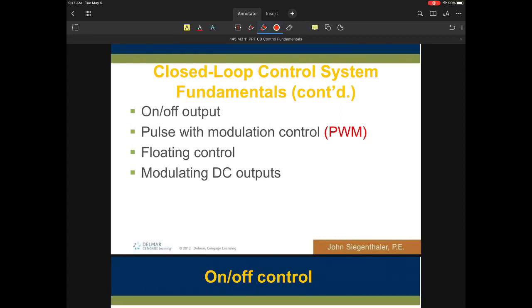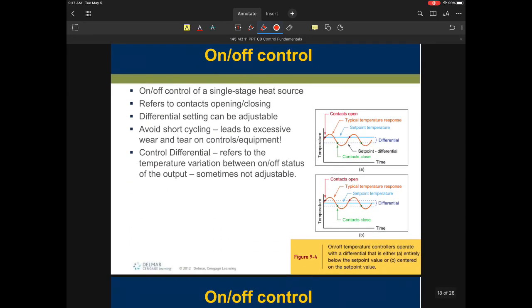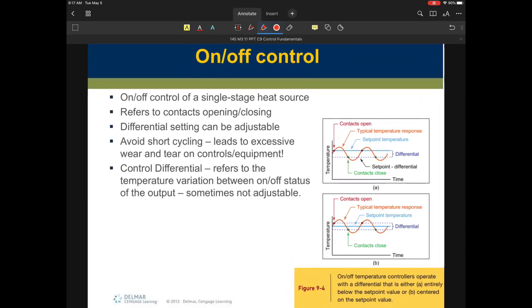So that was a little bit on proportional control, and proportional, integral, and derivative control. All right, so the next one that we're going to take a look at is going to be some control loop system fundamentals. We'll look at types of output devices, such as on-off control. We're going to look at what we call PWM, or pulse width modulation control, and we'll look at floating control, and then also modulating output. So let's get into that.